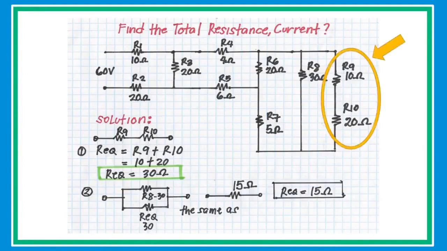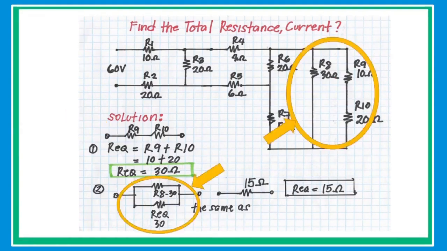Let's start to attack resistor R9 and R10. Since these two resistors are connected in series, just simply add the value of resistor. R equivalent equals R9 plus R10, then substitute the value to the equivalent resistance of 30 ohms. Since the value of R9 and R10 is connected in parallel to R8 30 ohms and they are both the same value of 30 ohms, then simply get the half of the value, which is 15. Then redraw the circuit to simplify.